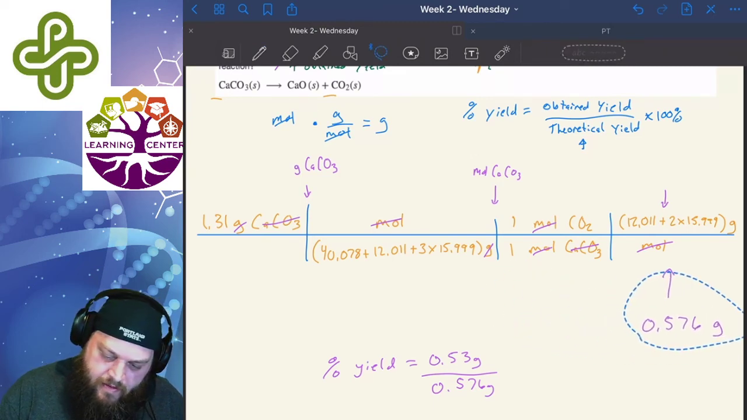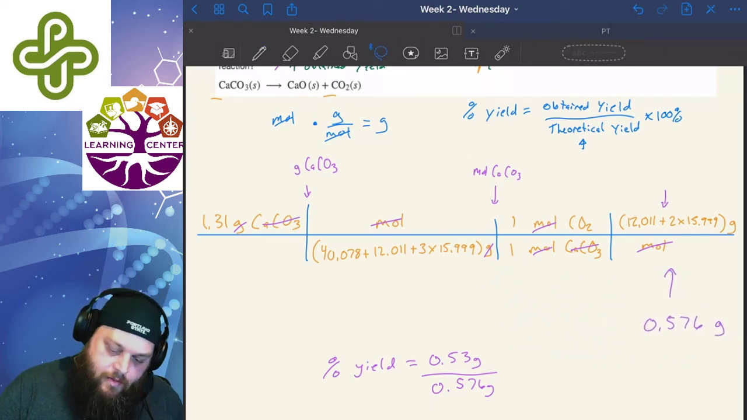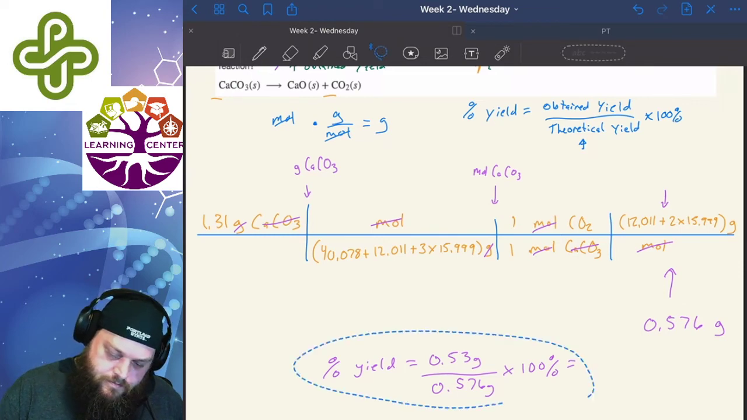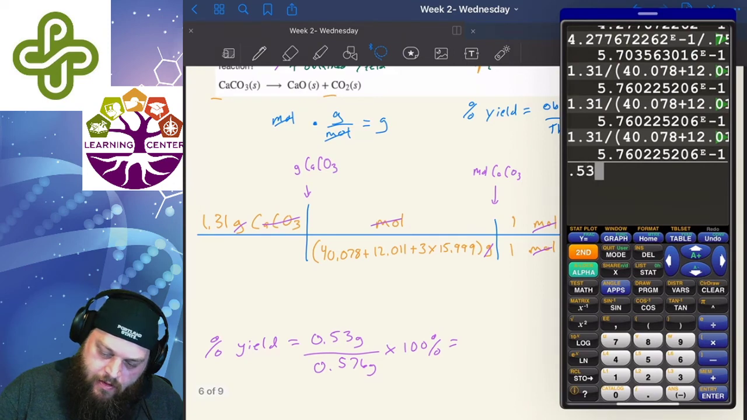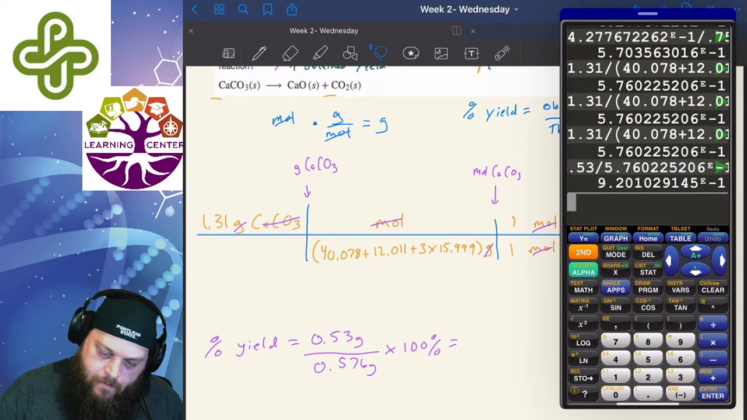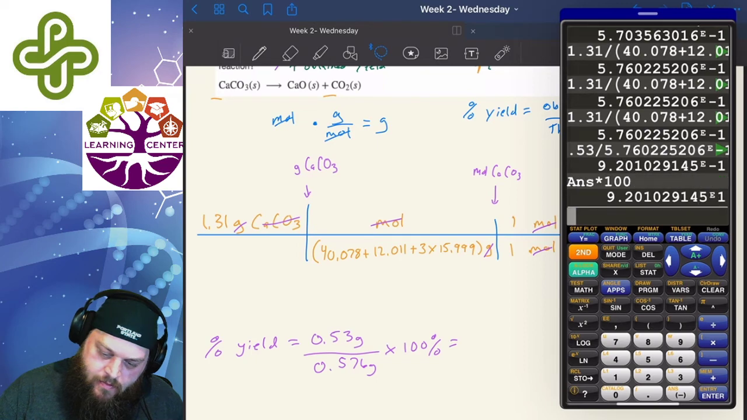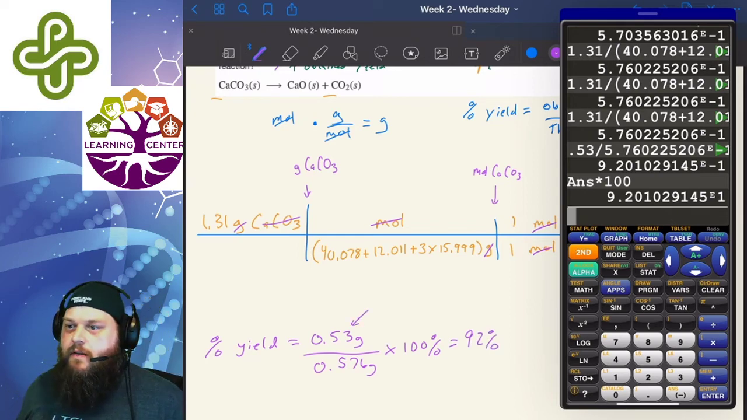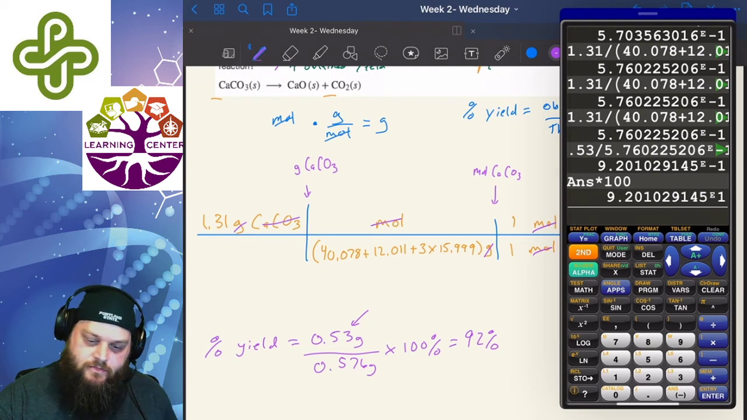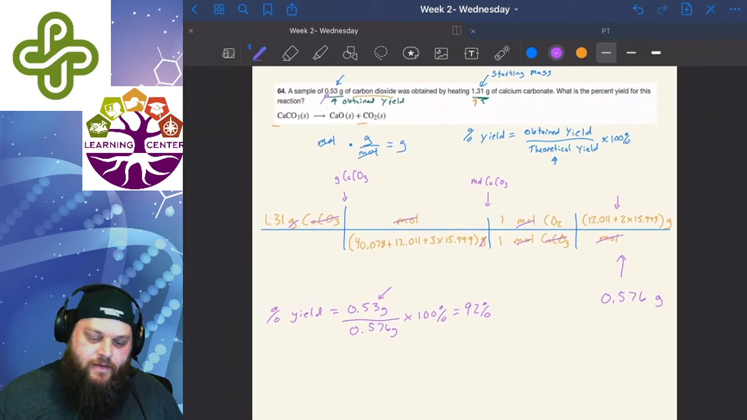This is really at the end of everything. That's how much we got. We're going to multiply then by 100%. So we say 0.53 divided by that figure times 100. And we're getting a yield of 92%, rounded to 2 sig figs because we got 2 sig figs there. So that's how we can find our percent yield in things.